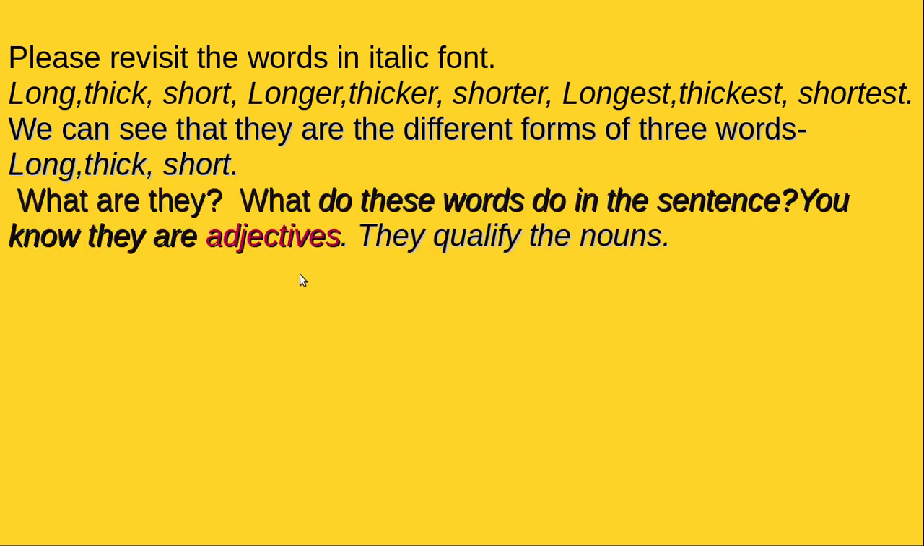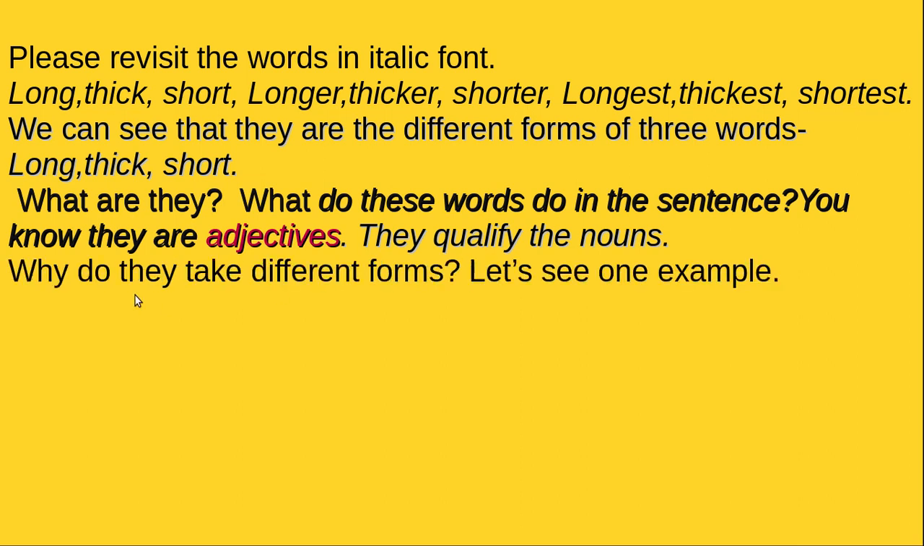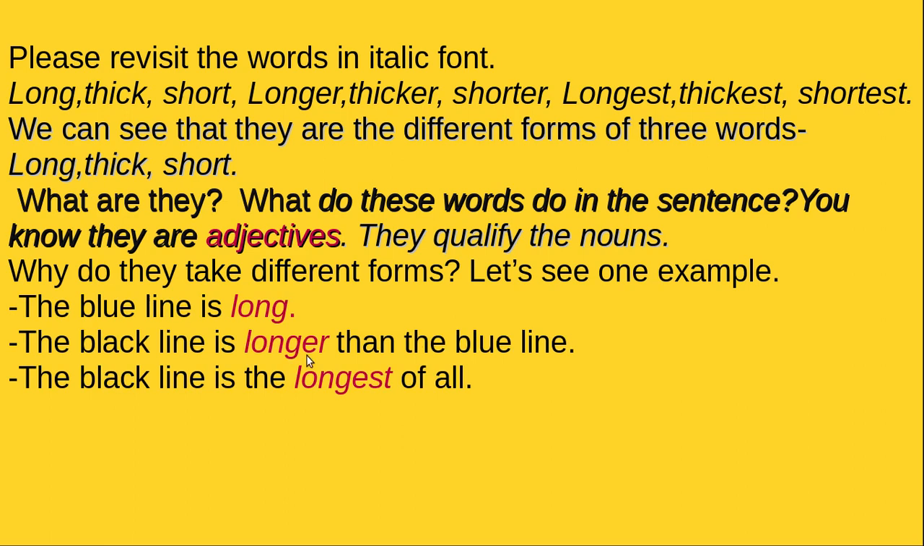Now, what are these words really? What do these words do in the sentences? You know, they are adjectives. They qualify nouns. Then, why do they take different forms? Let us see one example. The blue line is long. The black line is longer than the blue line. The black line is the longest of all.